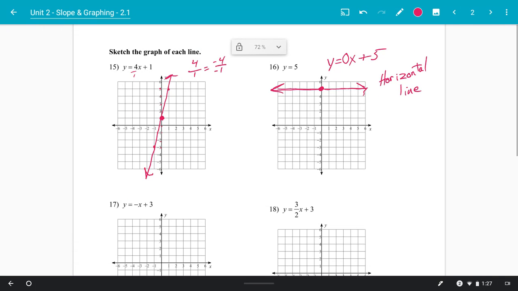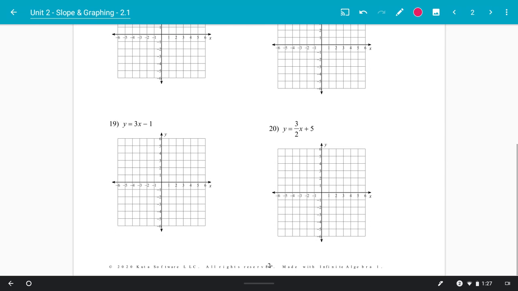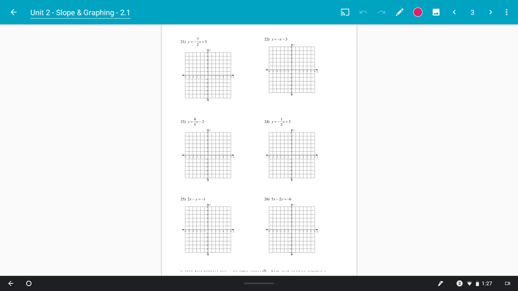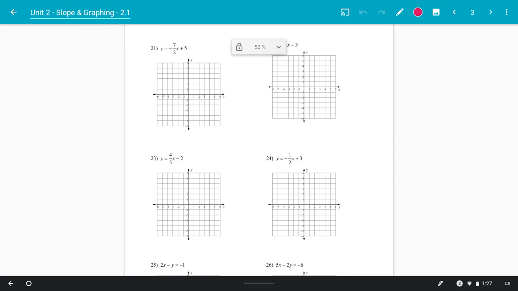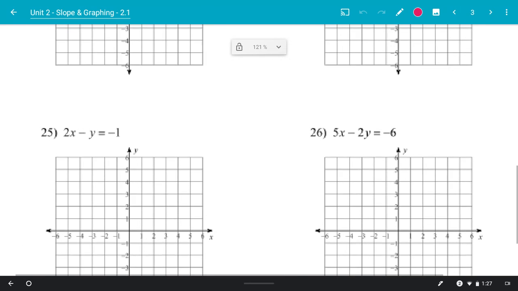Okay. And then you can do the remaining 6 of those. 21 and 22 are also in slope-intercept form. Ooh, and 24, 23 and 24. Those are all in slope-intercept form. I do want to talk about 25 and 26.